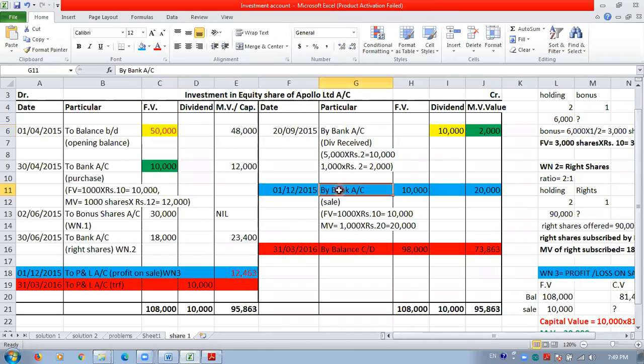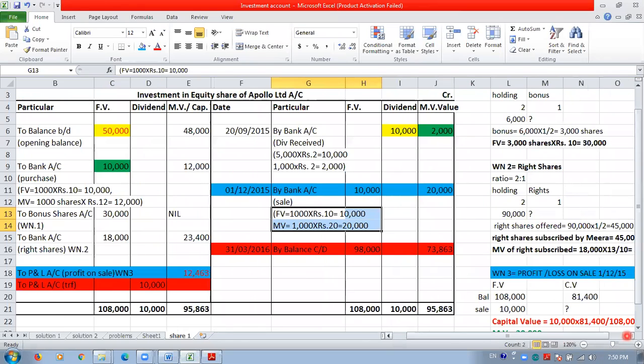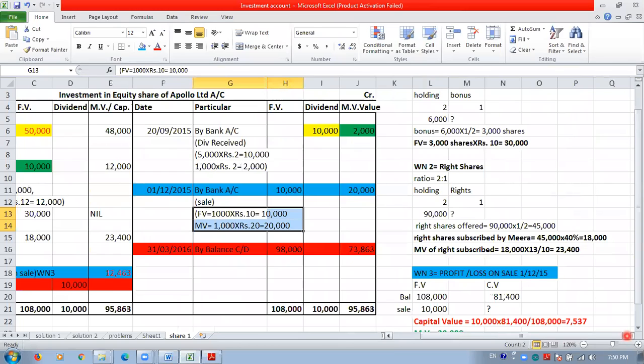So it is entered here on the credit side by bank account on 1st December 2015, and 1,000 shares are sold. So 1,000 into 10, face value is 10,000, and market value, it is sold for 20 rupees, so 1,000 into 20, 20,000 is entered in the market value column. But whenever there is a sale, at that time we have to calculate the profit or loss on that sale. So we have to calculate here also, whatever we did in the case of mutual fund. In the same way that we calculated the profit or loss on sale for mutual fund, we have to calculate the profit or loss on sale of shares also.